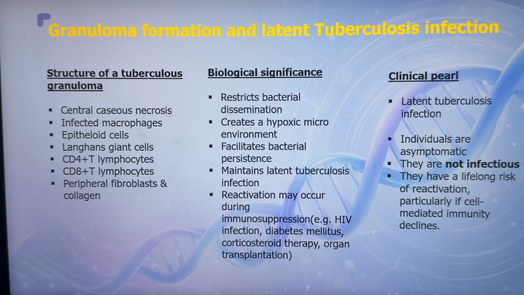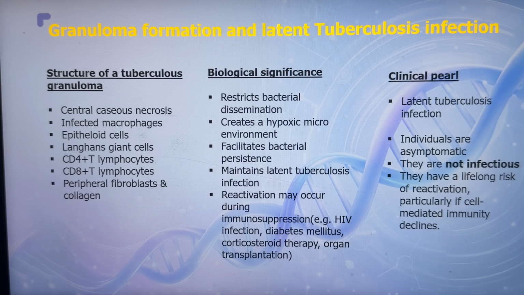Langhans giant cells. Some activated macrophages fuse together to form multinucleated Langhans giant cells, characterized by a peripheral horseshoe arrangement of nuclei. Although traditionally considered a hallmark of tuberculosis, they are not pathognomonic and may also be observed in sarcoidosis, fungal infections, and other granulomatous disorders. So, the presence of Langhans giant cells never establishes the diagnosis of tuberculosis.